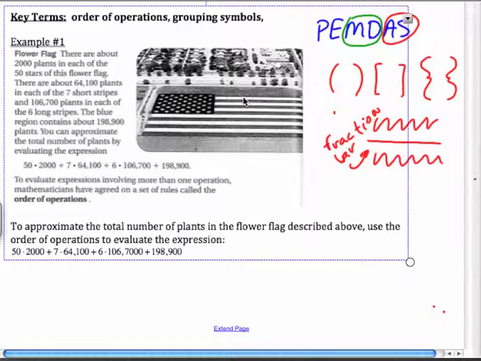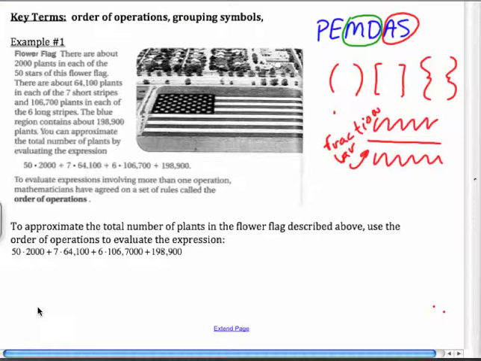The blue region contains about 198,900 plants. You can approximate the total number of plants by evaluating this expression. Whoa. 50 times 2,000 plus 7 times 64,100 plus 6 times 106,700 plus 198,900. All right? There we go.